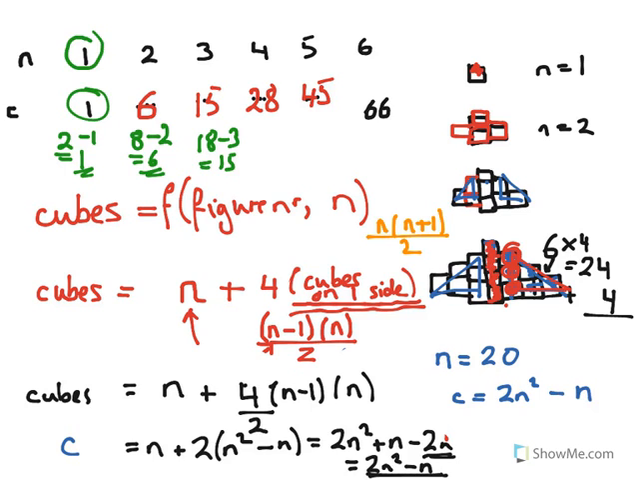n. It would be 2 lots of 20 squared minus 20. 20 squared would be 400, and 2 lots of that would be 800. 2 times 400 would be 800 minus 20. It would give us 780 cubes in figure number 20. So we can just sort of manipulate the numbers like this and try and use our skills in algebra and sequence understanding to try and discuss everything in terms of n.